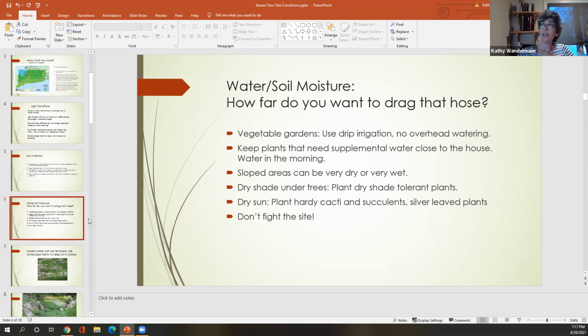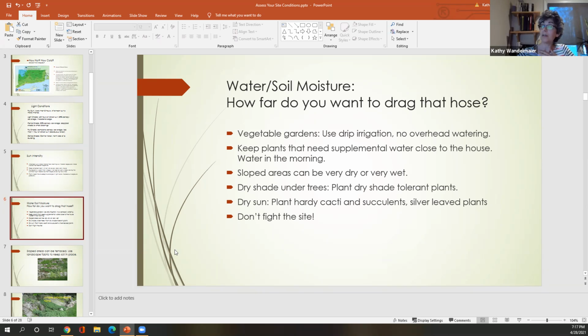Another place would be if you have a plant that has higher moisture needs, keep that closer to the house. It's just easier, of course, to have the hose on hand to water your plants when they need it than to have to take it out to the back corner of your lot where you've got to water your azaleas because they're in the sun.